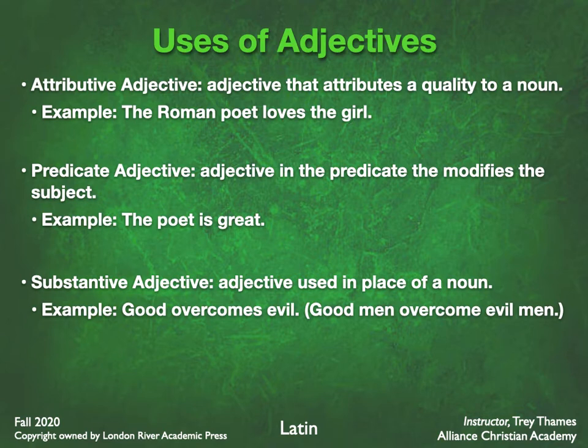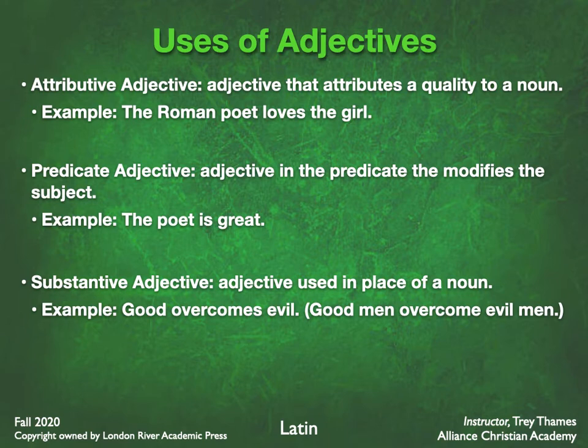Another form of an adjective is when you have an adjective by itself, but it's in the predicate. And again, I know you've learned this in your ELA. It's called the predicate adjective. It's an adjective in the predicate that modifies the subject. So, the poet is great. Great is all by itself over there in the predicate. There's no noun next to it. But it is modifying a noun, the noun that's in the subject. So this is called a predicate adjective.